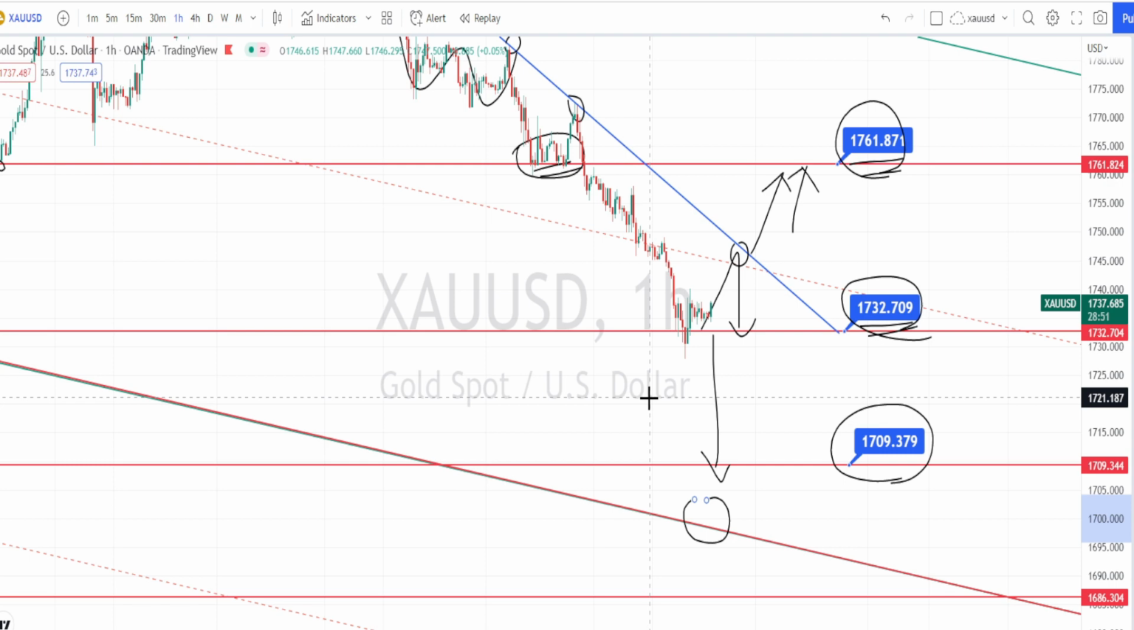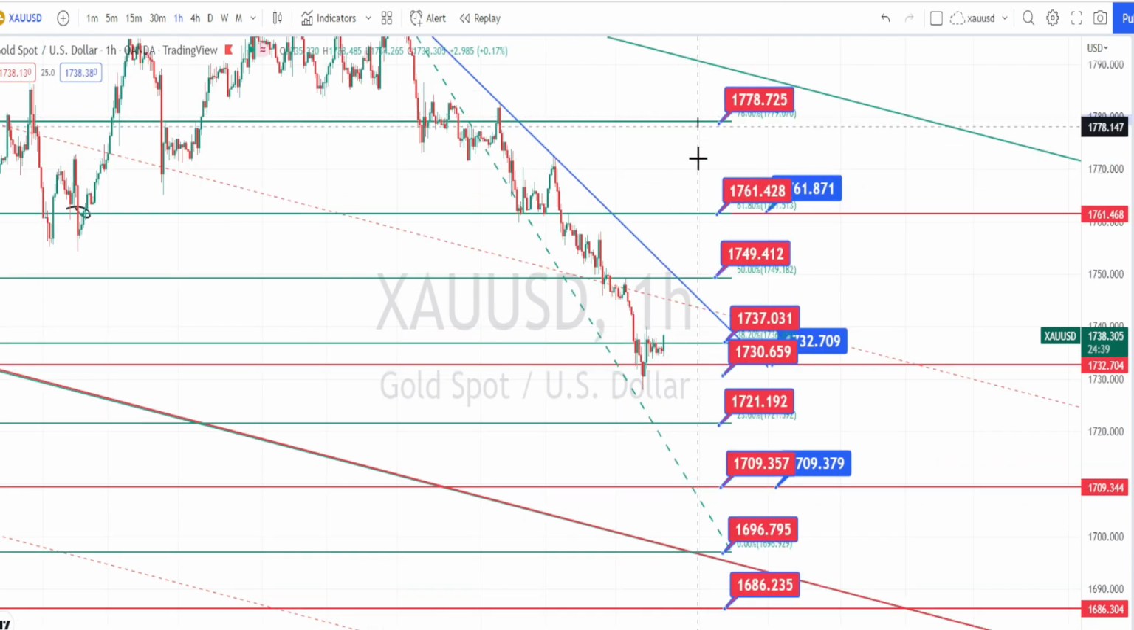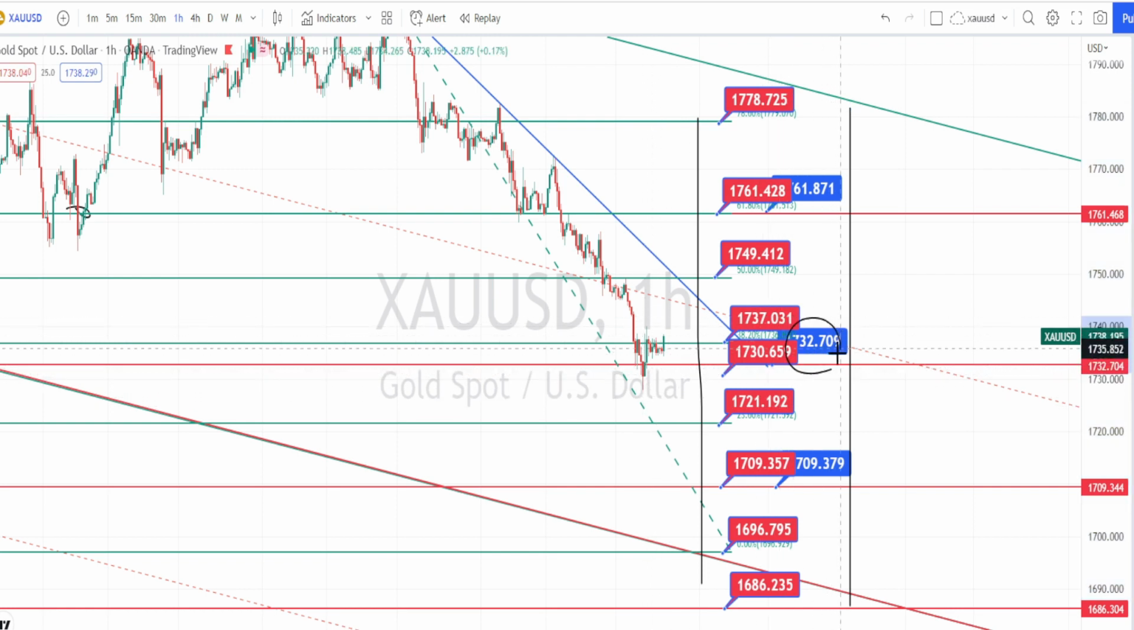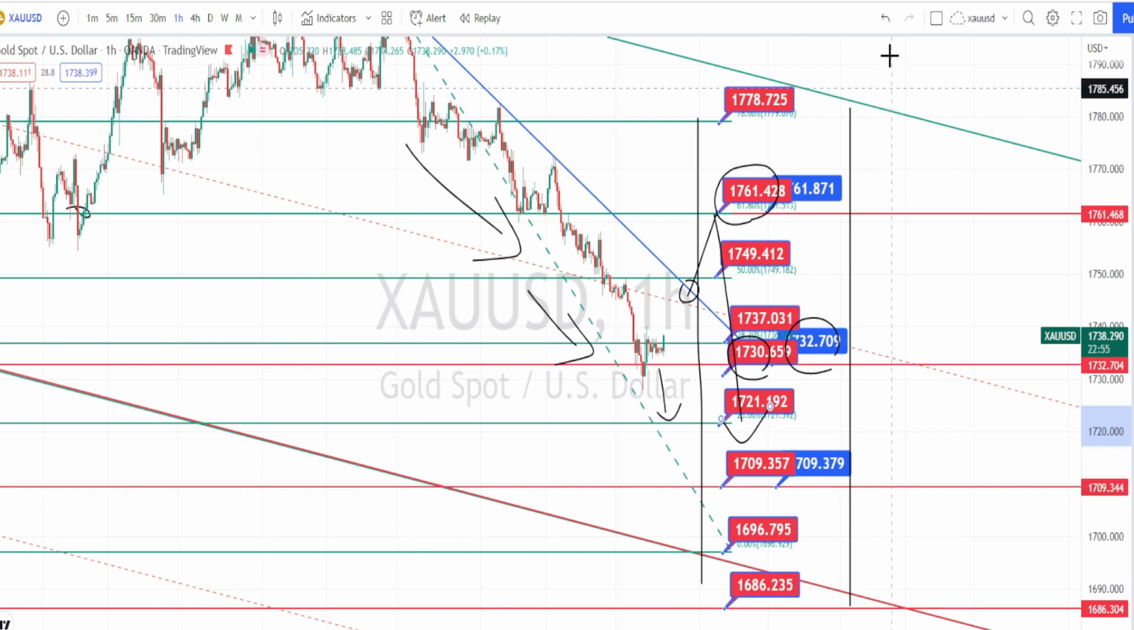Let us mark the support and resistance levels. So the values within these red color boxes are the resistance and support levels for hourly time frame. Wait for the price action to break the support level between 1732 to 1730 in order to continue trading on the bearish side. Let us do the analysis in 30 minutes time frame.